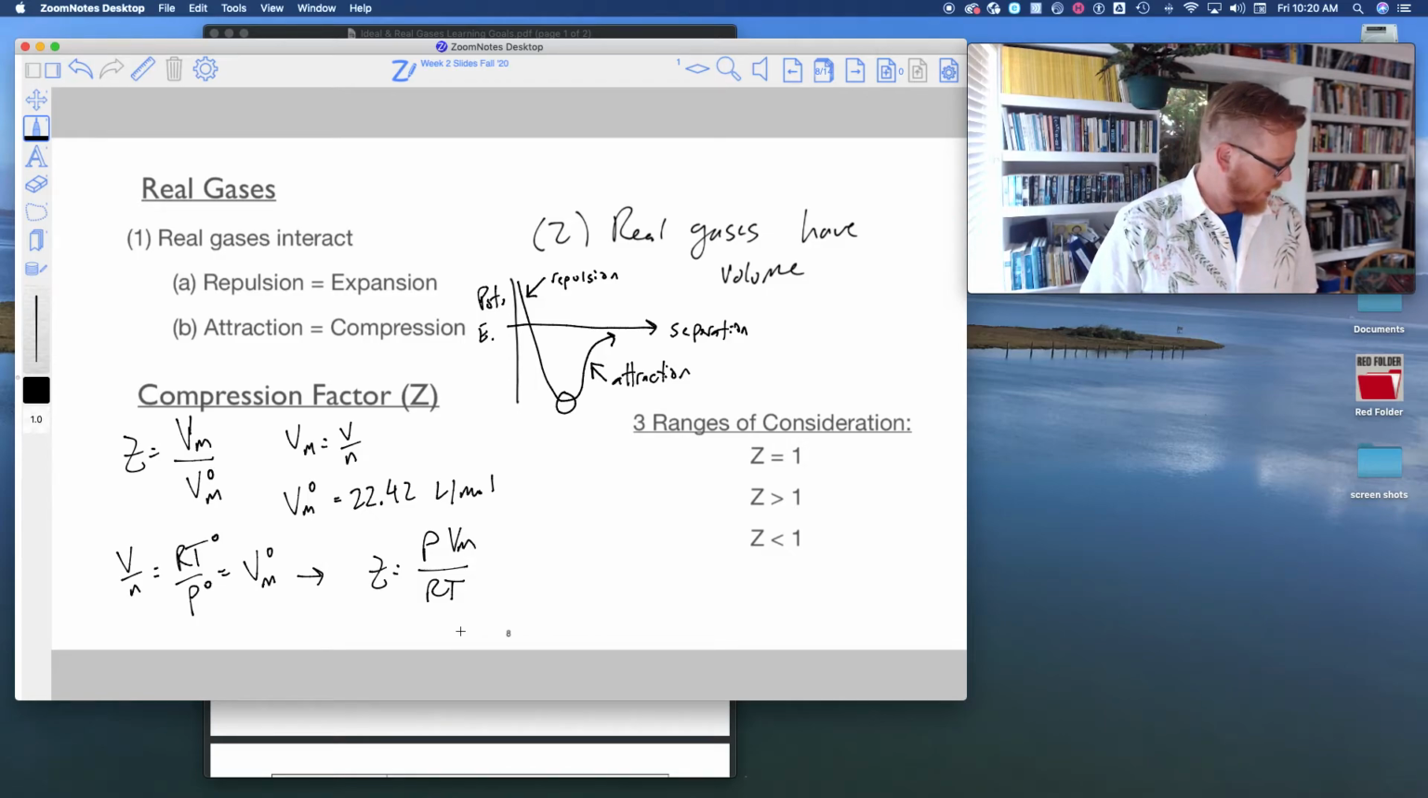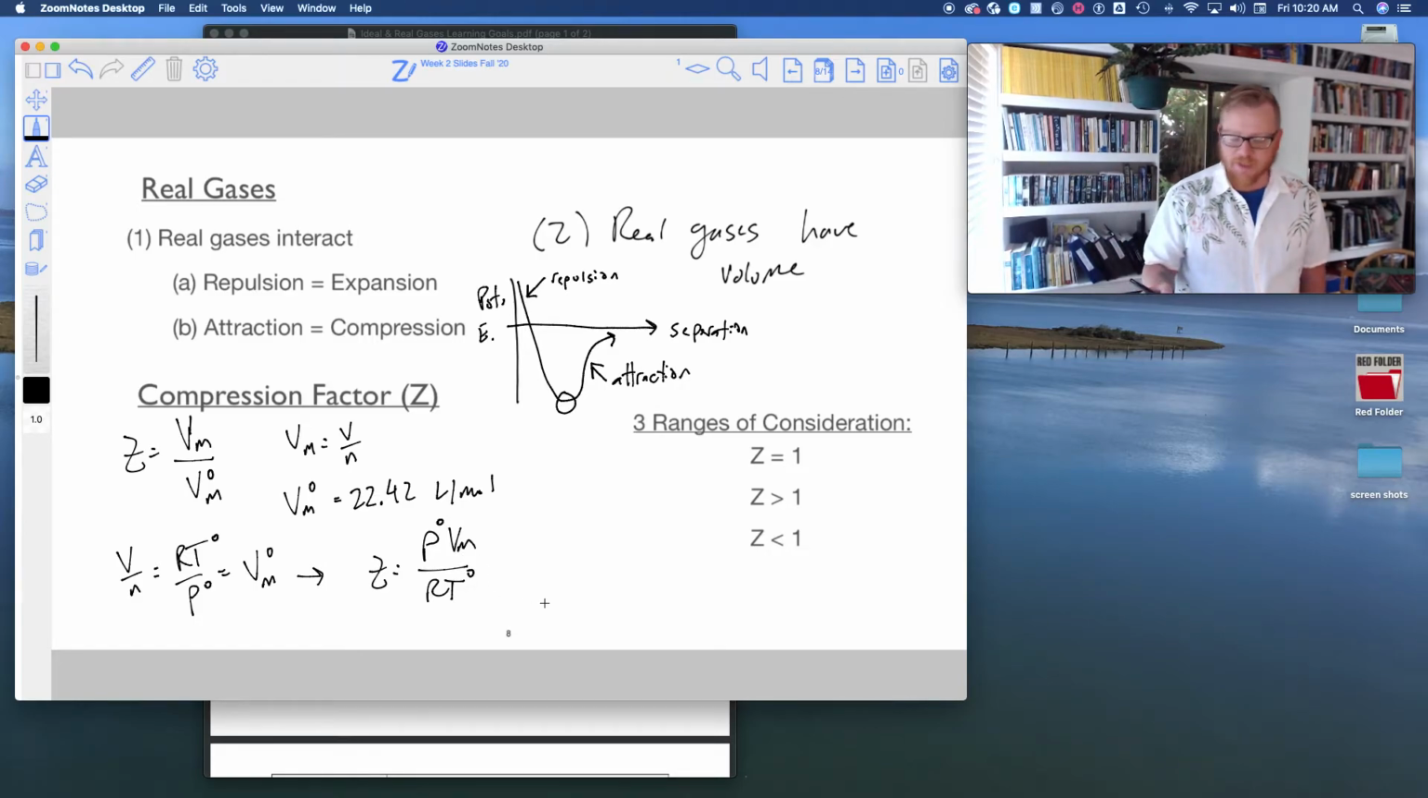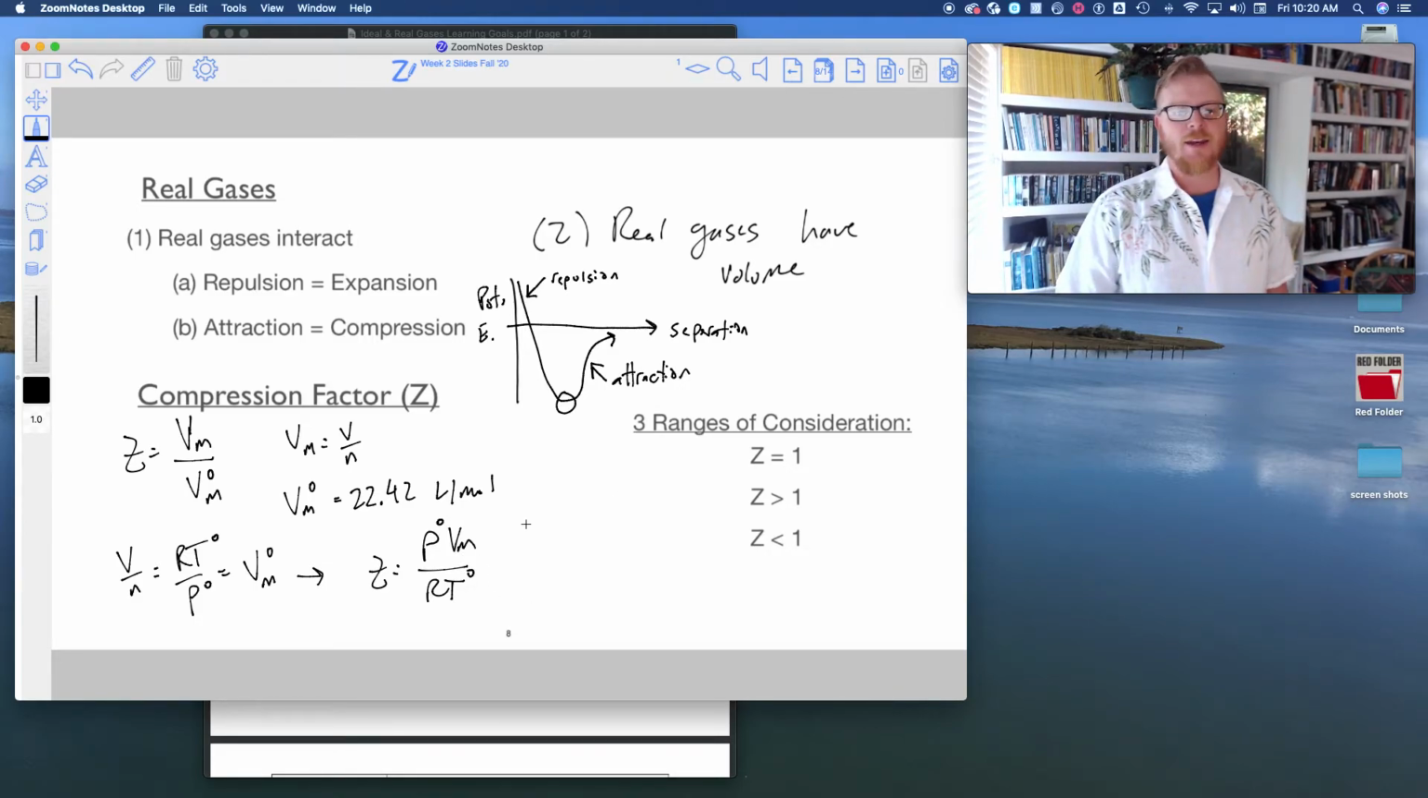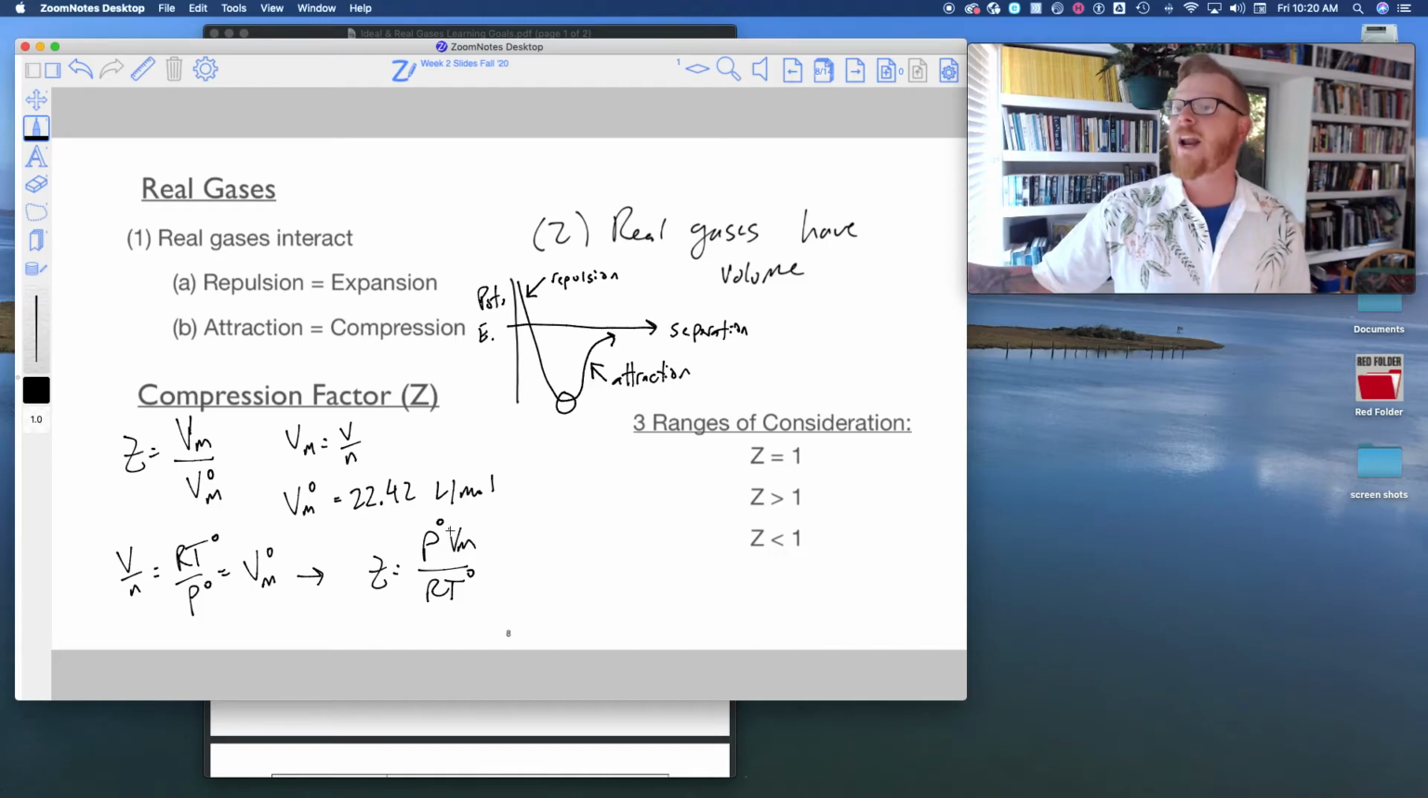And, wait, did I say that? No, I said that wrong. Excuse me, those have to be the standard. Apologies. Now, this molar volume right here is going to be the molar volume as a result of whatever the pressure and temperature is. Okay, right?